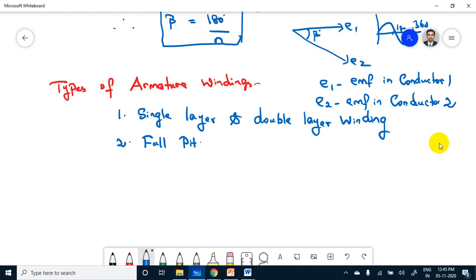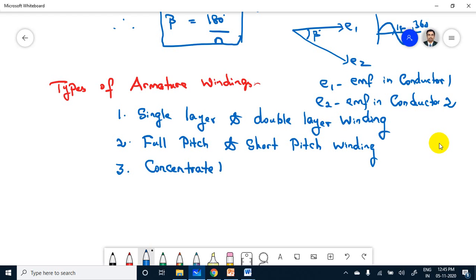full pitch and short pitch winding. The third one is concentrated and distributed winding. Omega naught equals 2 pi.